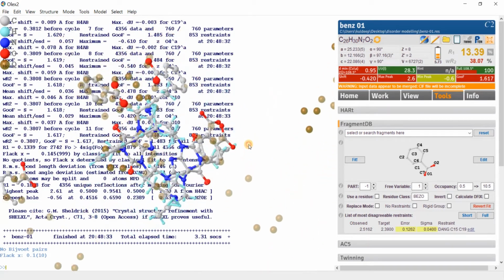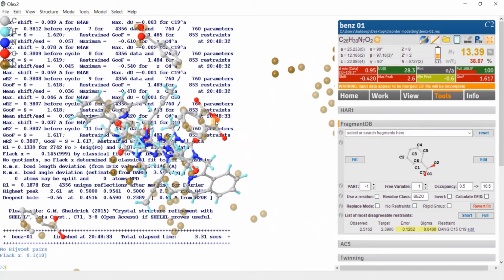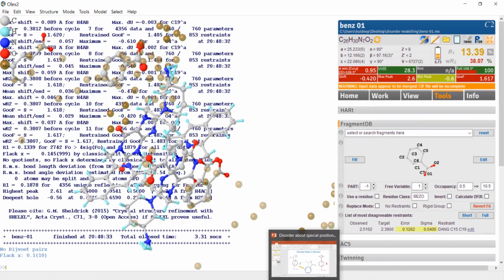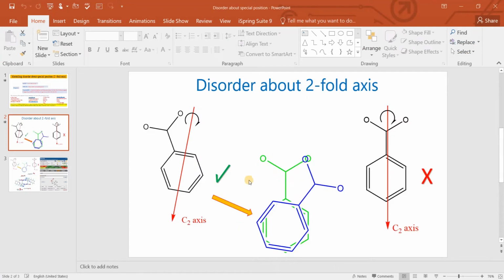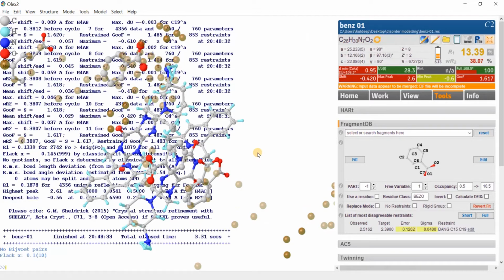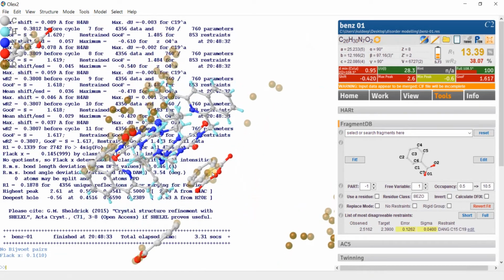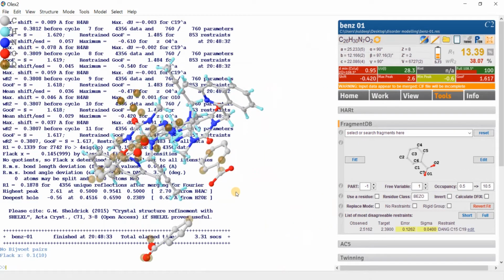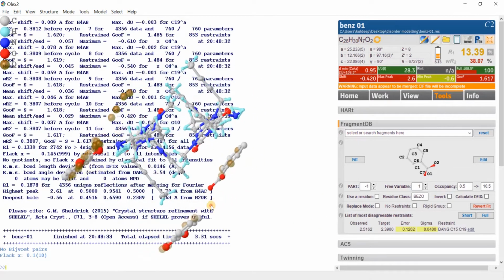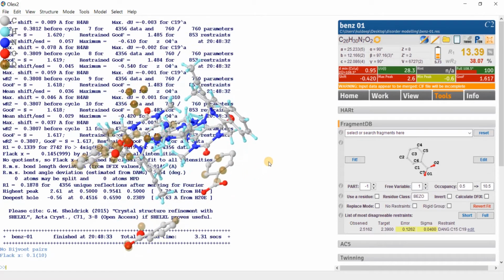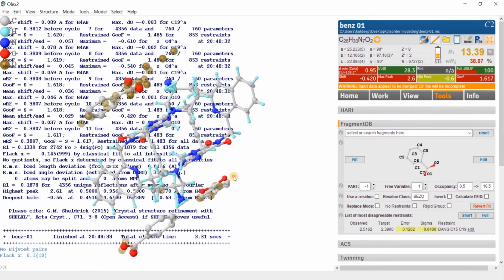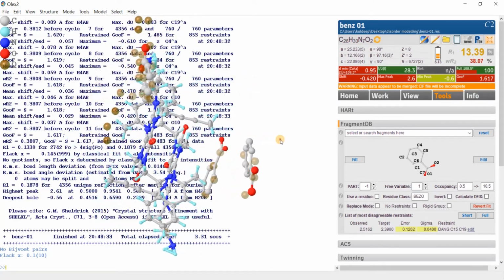If you look carefully, this molecule is like this one, like this one. This is the present situation. So if I press fuse, okay, so this is the fitted molecule with half occupancy, and this is disordered about the crystallographic two-fold axis. So this is modeled very nicely.